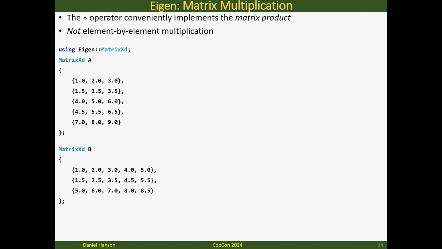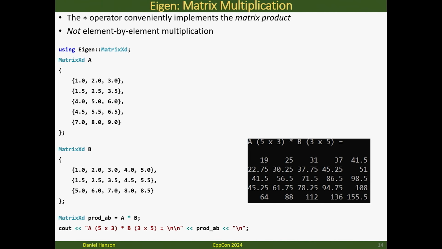So if you have a matrix A 5 by 3 and a matrix B 3 by 5, multiplication's defined, you just say A star B and you're done. Also, Eigen provides an overload of the stream operator so that you can see out your results to the screen.